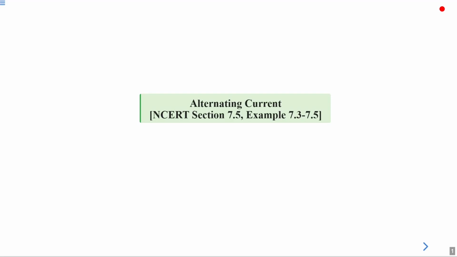Hello students, I hope you are all doing good, and today's topic is alternating current, NCERT section 7.5 and examples 7.3 to 7.5.